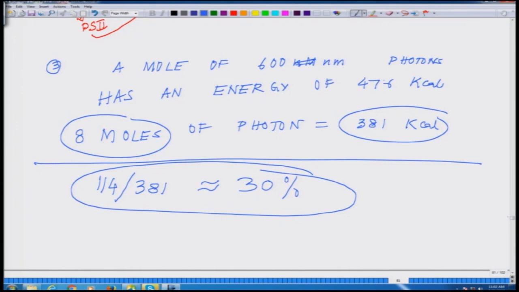So the take home message for you people is this part. A mole of this much amount of light, which is 380 kilocalorie, which is 381 kilocalorie, is needed to convert one hexose molecule, which is 114, and if divided, what you are getting is 30% efficiency. So overall photosynthesis is 30% efficient.